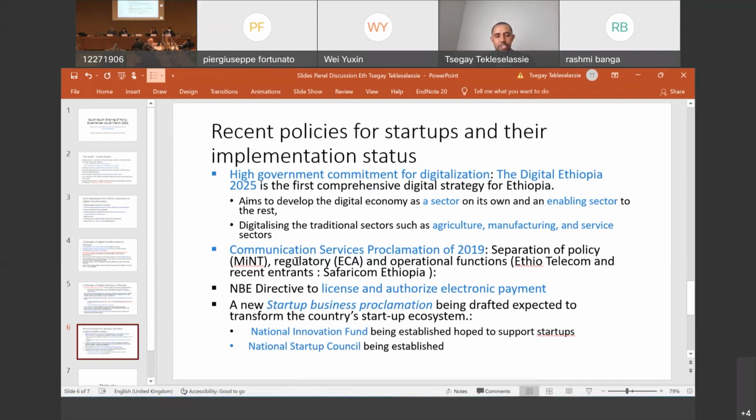And as repeatedly mentioned, the new startup business proclamation is the big one in my view. It has been in draft for the last couple of years, but because of COVID and conflict, it slowed down. But I think now we are on the verge of ratifying it, and once it's ratified, it establishes a National Innovation Fund, which to a certain extent will reduce the financial constraint, and also a National Startup Council, chaired by the Ministry of Innovation and Technology, which will guide the startup ecosystem in Ethiopia.